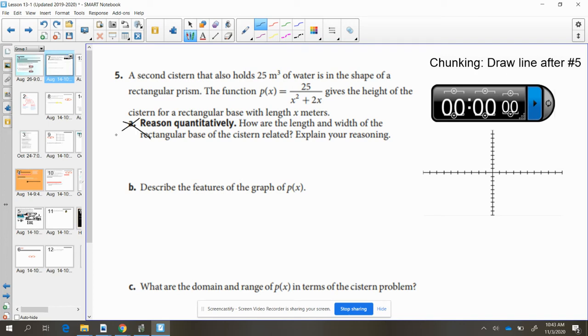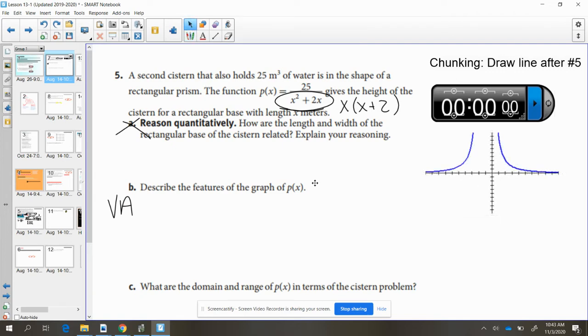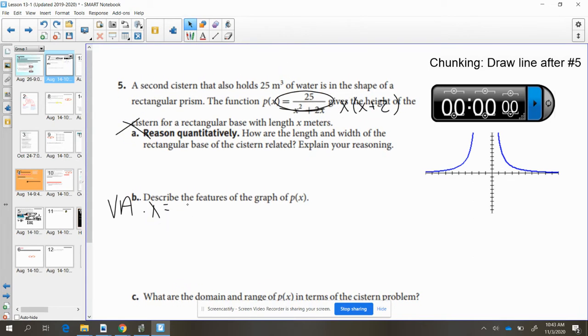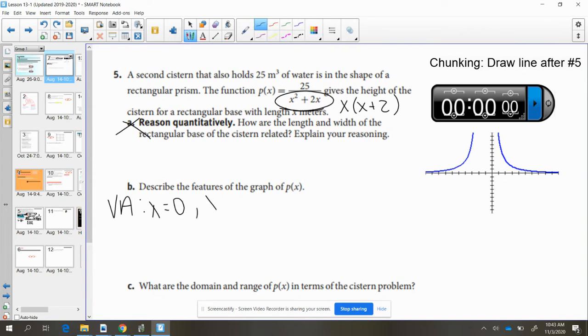And we skip part A, but when they talk about the features of this graph, when we're looking at the vertical asymptote on this particular graph, we have to be careful because it's actually going to have two vertical asymptotes. Because if we took out a GCF here, really we have two pieces that are getting set equal to 0. So what we're going to notice is there's actually two vertical asymptotes. One is going to be located at x equals 0. The other is located at x equals negative 2. The horizontal asymptote on this problem is still y equals 0, or p of x equals 0, I guess you could say as well, since we're talking about p of x, not y.